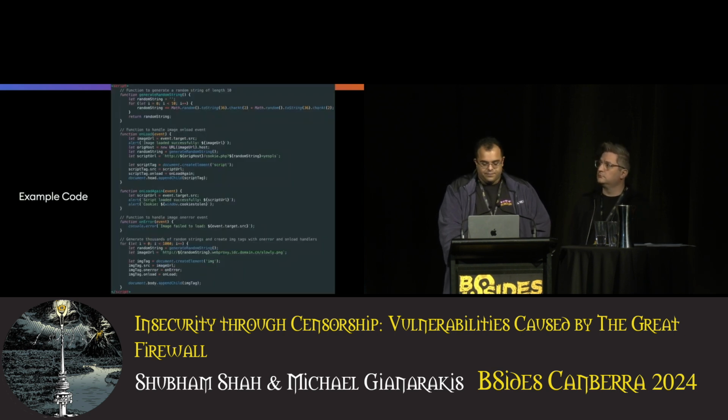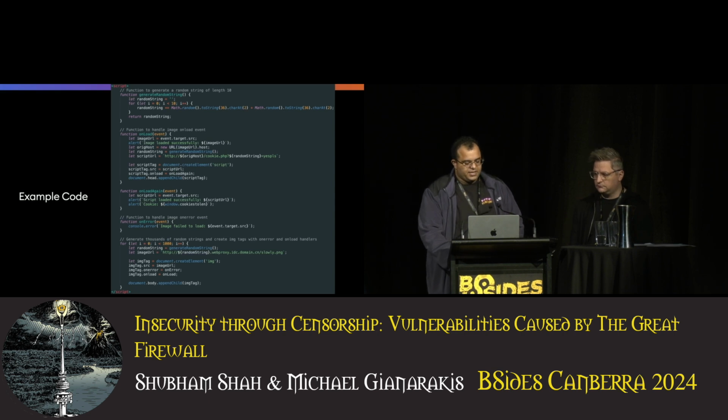So this is the example code. I'll pause a little bit here, but you can see it's quite simple. It's just doing exactly what I mentioned. It's generating those random subdomains, loading them up in a progressive manner, and using the onload handler to trigger the second stage of the exploit. All of this code is available on our blog post as well, so you can grab it there, and there's exploit code for both of our POCs there.